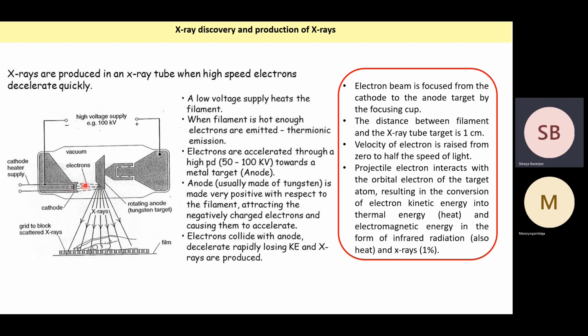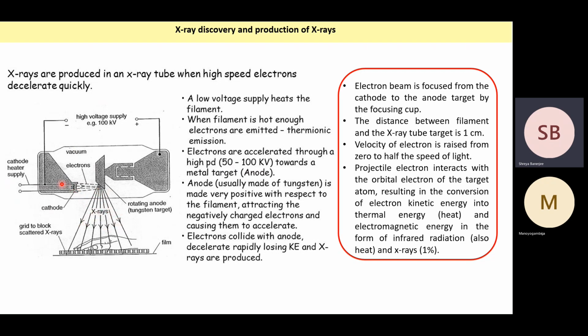The accelerating electrons collide with the anode and they lose this acceleration, and so they lose the kinetic energy. The kinetic energy of the electrons is then released in the form of X-rays. So that is the concept of the formation of X-rays.